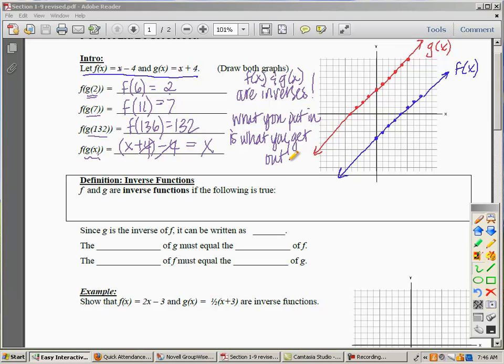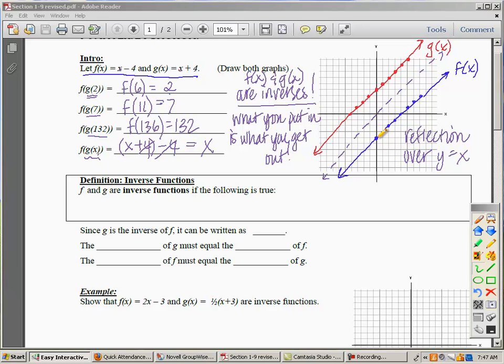Okay, and that's kind of the idea as we're talking about inverses. What you put in is what you get out. What you'll notice in the graph idea is these two are special graphs because it's a reflection over this y equals x line. And if two graphs are inverses, then you can graph the reflection over the y equals x line. And you should get the same graph.